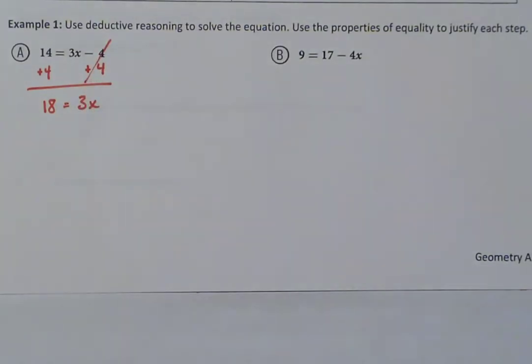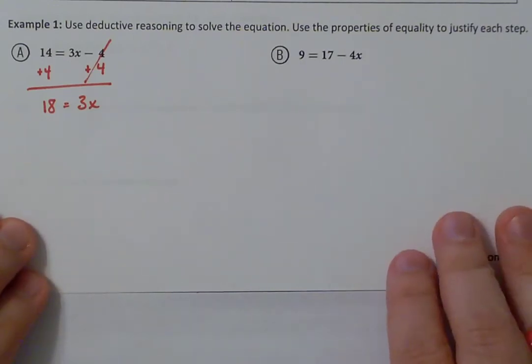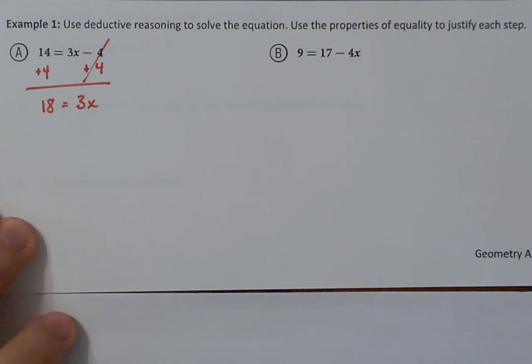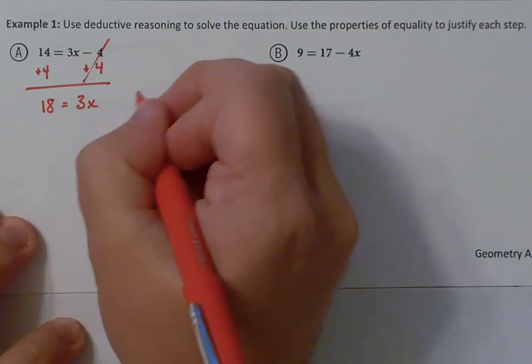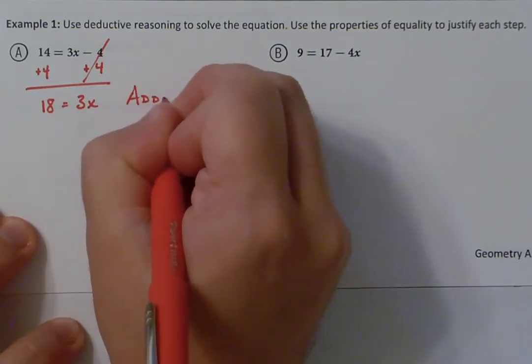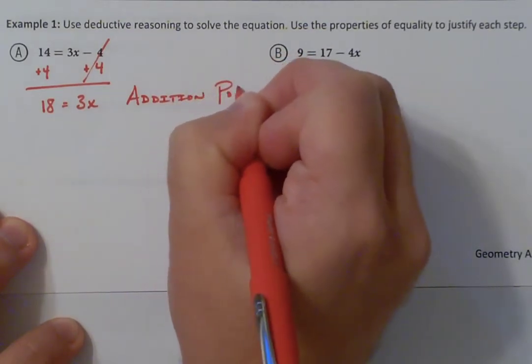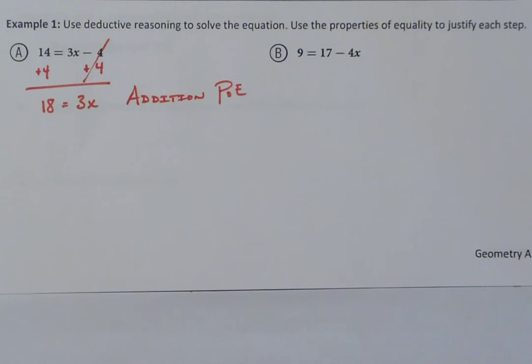Well, I went through and did that, but how can I state that I can actually do that? Well, our reasoning for this, because we added to both sides, is the addition property of equality, because I added 4 to both sides. All right, I now have 18 equals 3x. So I need to go through again and get x alone. So I need to do the inverse.